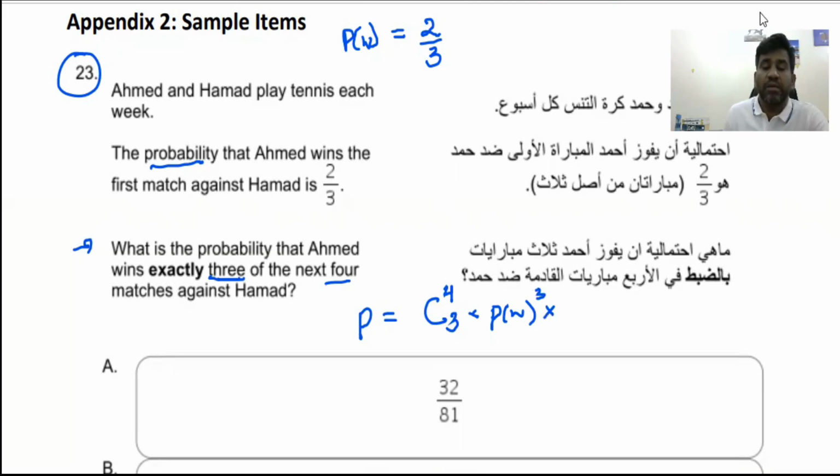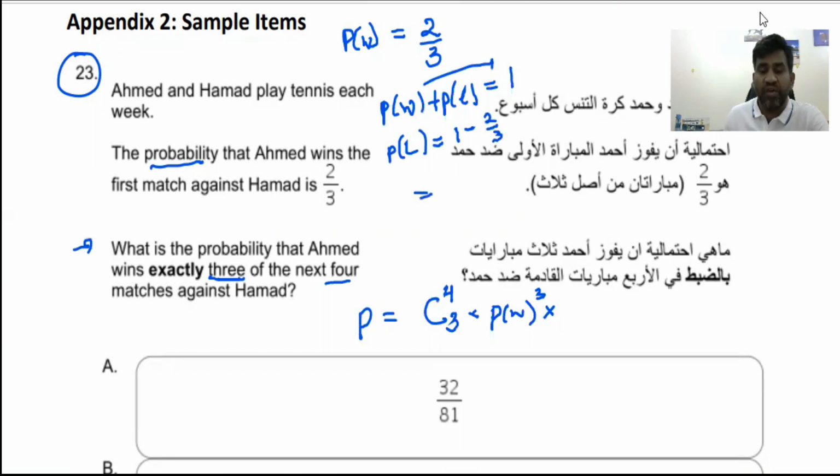If the probability of win is 2/3, then how much is the probability of losing that match? We know that probability of win plus probability of lose must be equal to 1, that is, the probability of a certain event happening plus not happening equals 1. So if I know the probability of win, I can find the probability of lose. Writing P of L for probability of lose, it is 1 minus 2 by 3, which gives 1 by 3.